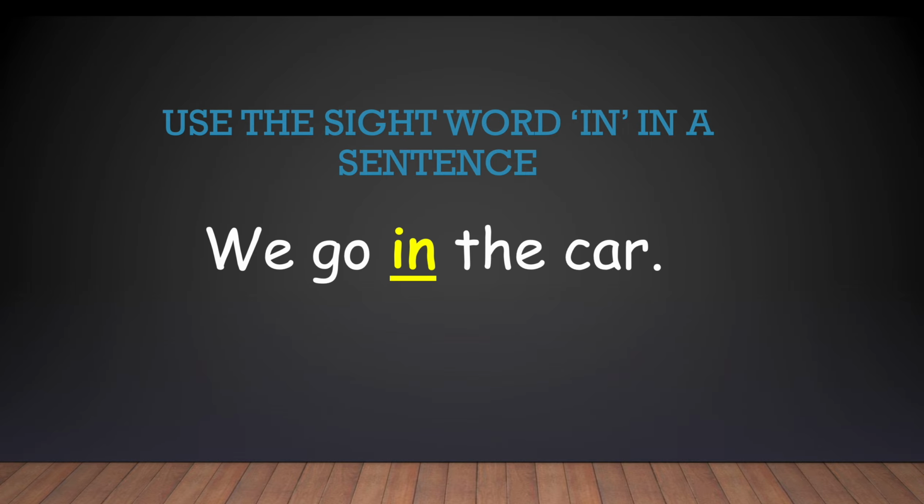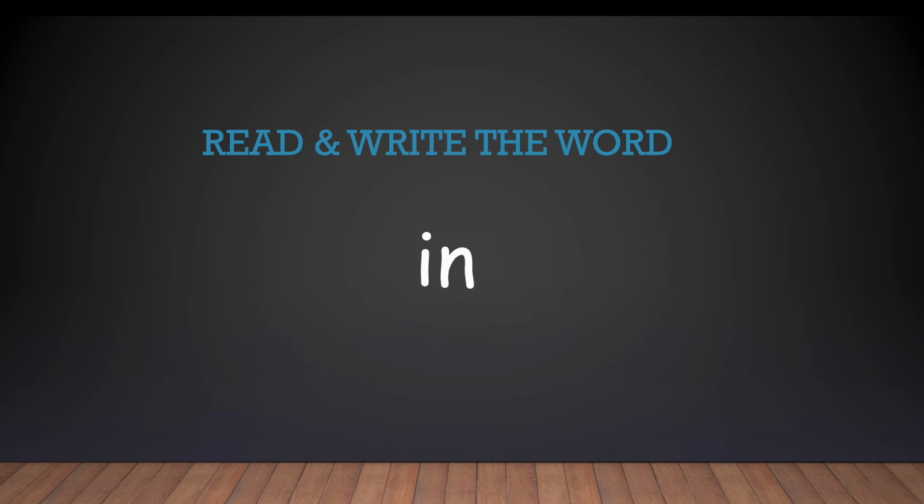Now let's use the sight word in a sentence. My sentence says, we go in the car. You think of a sentence with the sight word in it and say it out loud now. Let's get ready to read and write the word in. Remember, you can write the sight word in the sky with your finger, or you can write it down on your whiteboard or a piece of paper.